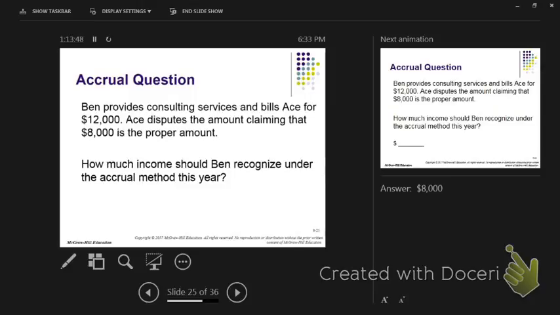Now, if the dispute happens and it gets changed to 8, then we're going to have to go back and make an adjustment. But it's recognized under the accrual method this year, and a lot of it's going to be timing too. If this happens in February, it might not be an issue this year. They don't put any dates on this question, which I thought was interesting.